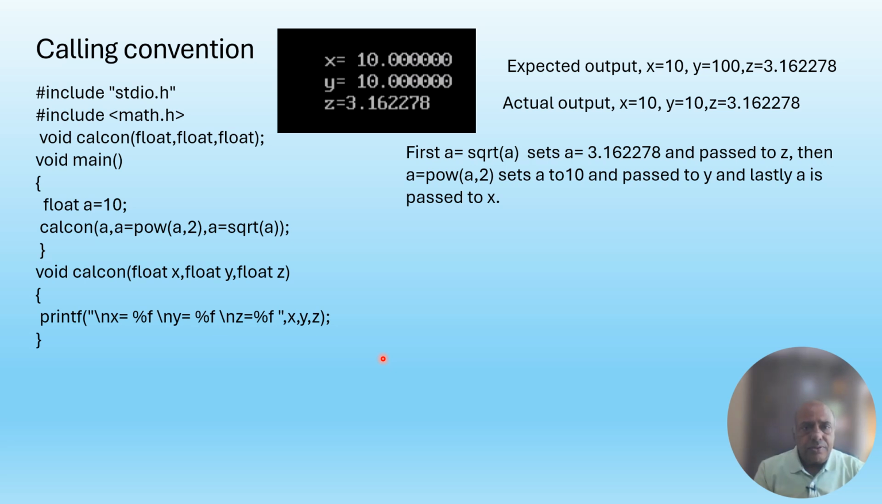When we analyze these outputs, what we can determine is, first, a is equal to square root of a sets the value of a to 3.162278, and that value is passed to z. Then a is equal to power of a raised to 2. Now a has a value of 3.1622. So when power of a raised to 2 executes, a becomes 10 and is passed to y, and lastly a is passed to x, which has now acquired the value of 10 by virtue of this a is equal to POW a comma 2 expression.